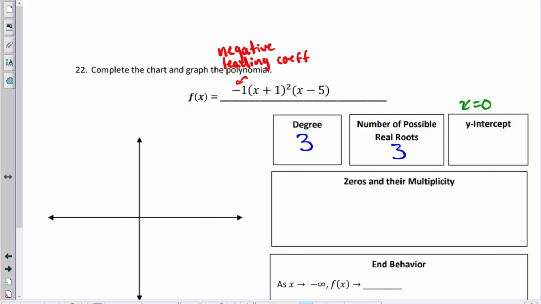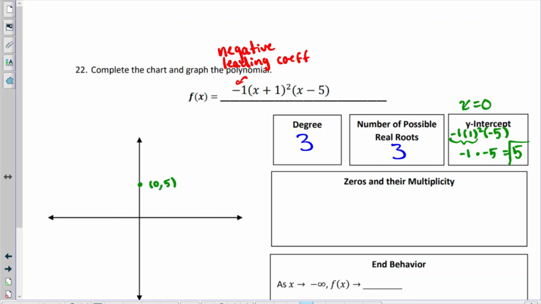So all I'm going to do is just keep everything the same except for don't write the x's because they're equal to 0 now. And I get negative 1 times 1 squared times negative 5. 1 squared is just 1. So negative 1 times 1 is negative 1, times negative 5 is positive 5. So that's my y-intercept. So I know when x is 0, y is 5.